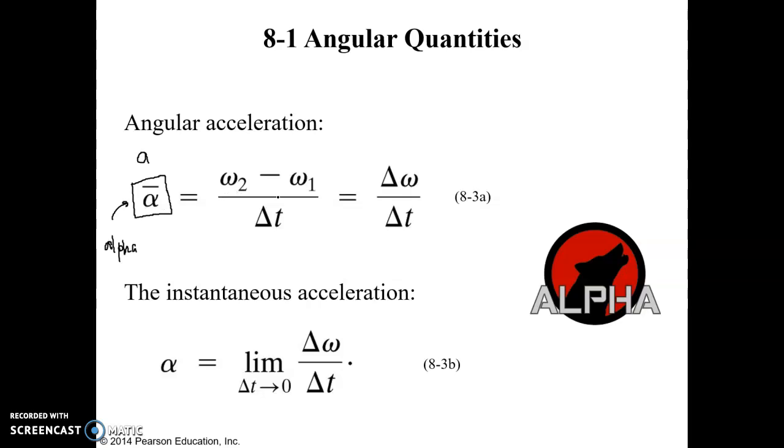And alpha is equal to the change in velocity, the change in omega, the angular velocity, omega 2 minus omega 1, divided by our change in time. So delta omega over delta t equals average alpha. And if we look at the limit as delta t approaches 0 of delta omega over delta t, that will give us the instantaneous acceleration alpha.